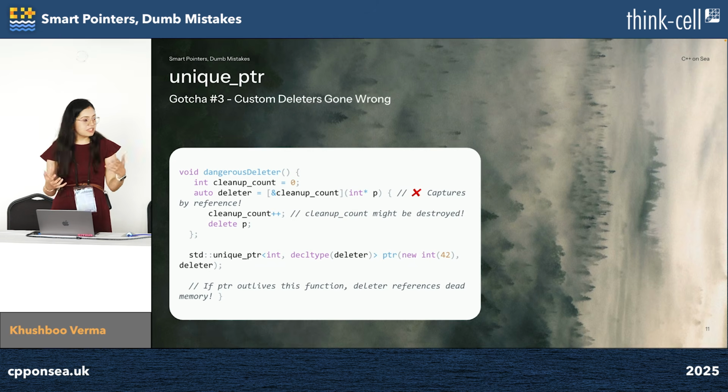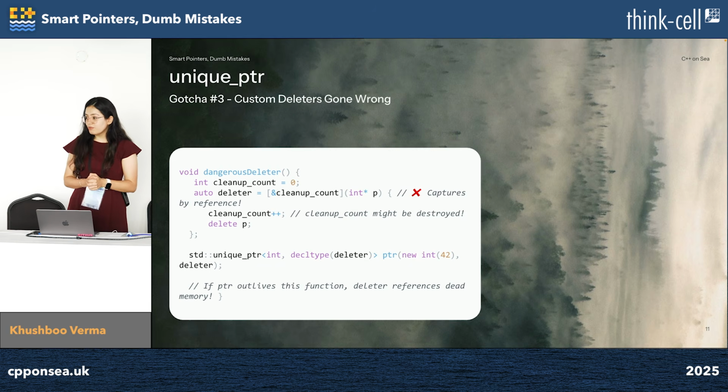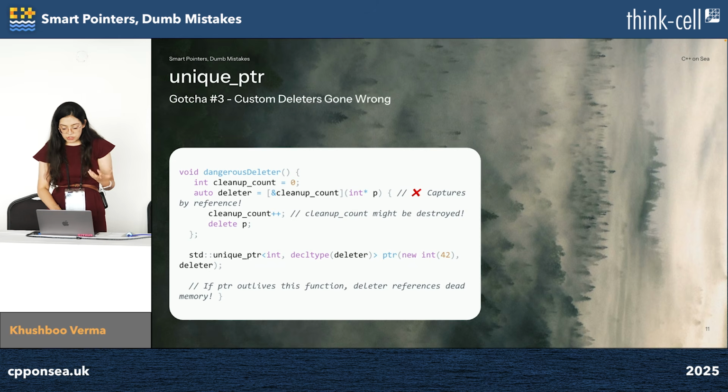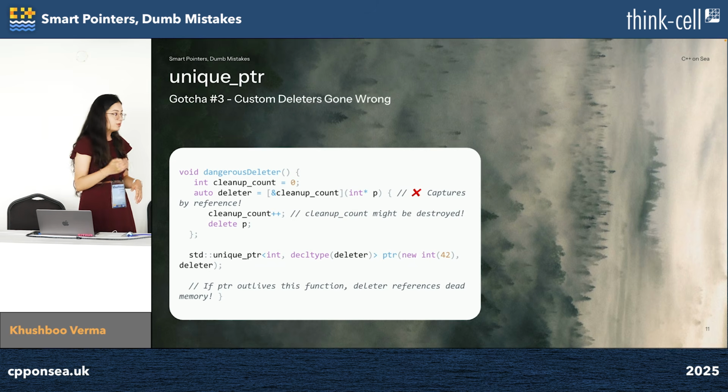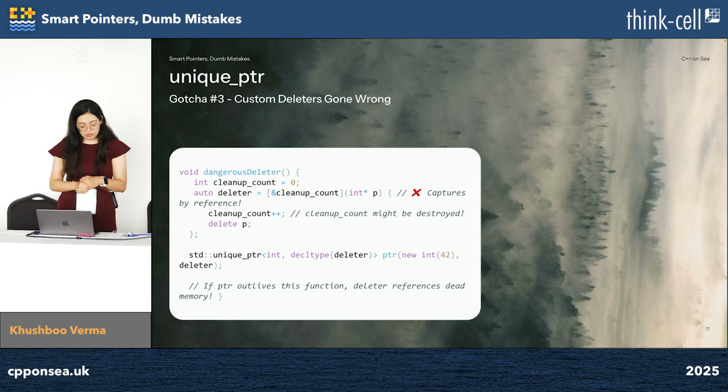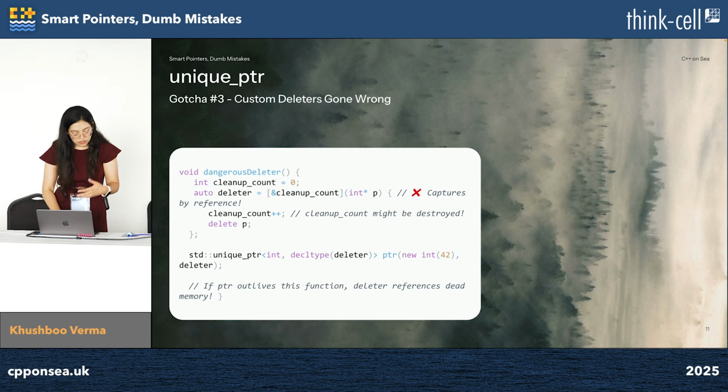Custom deleters are very powerful, as we all know, but they can also be dangerous if not managed well. If we try to capture local variables by reference, it could be a common mistake. The deleter might be called after the captured variables are destroyed, right? It could happen that it goes out of scope, and after that we are trying to delete that particular memory location. In this case, the pointer can outlive the function, and after that it would try to delete some dead memory which does not really exist there.